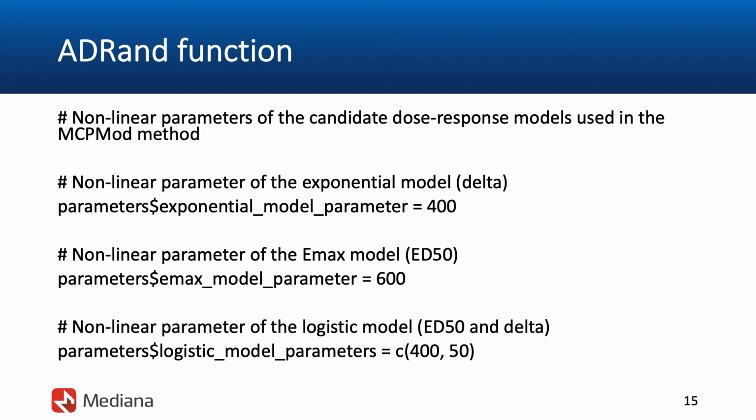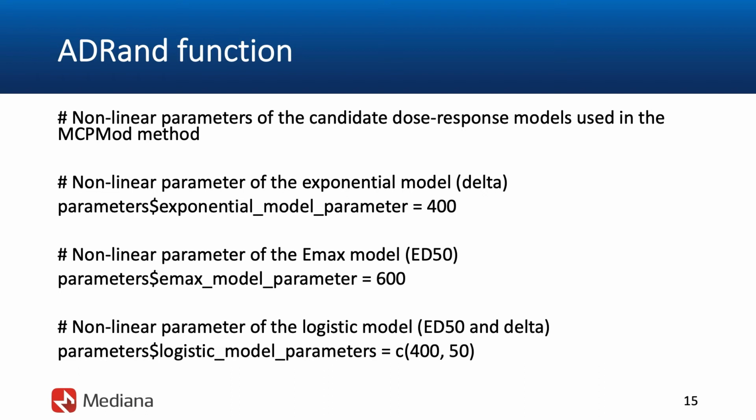In this particular case, 4 different dose-response functions will be specified. A linear function that does not require an explicit specification. We're also going to assume an exponential dose-response relationship described by an exponential model, and that the shape of that dose-response model is quantified using the delta parameter. In this case, this delta parameter is set to 400.